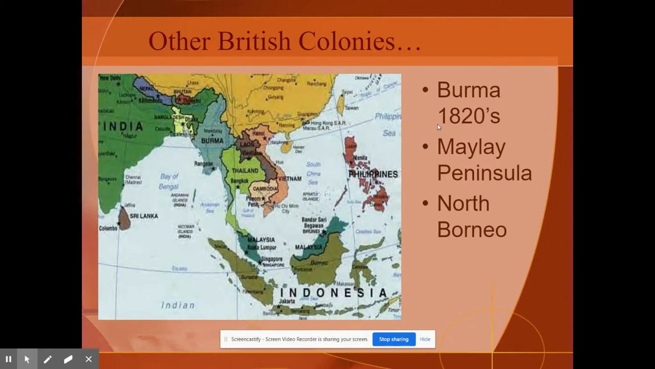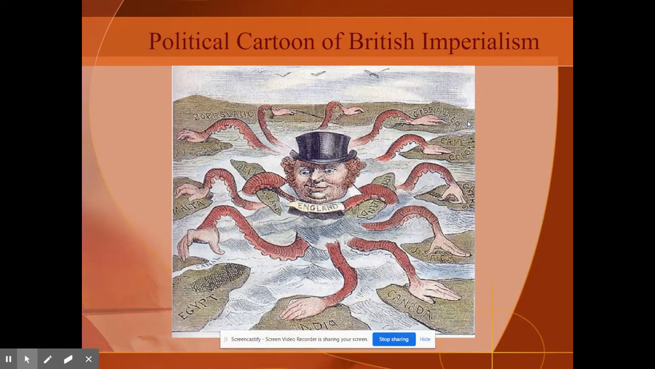Other colonies, while the British control Burma, Malaya, North Borneo. This is why the Japanese are going to do their version of island hopping as they move down the coast closer to Australia. They also have control of Australia.